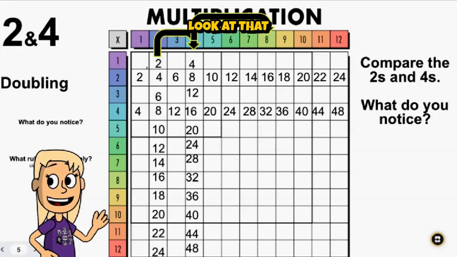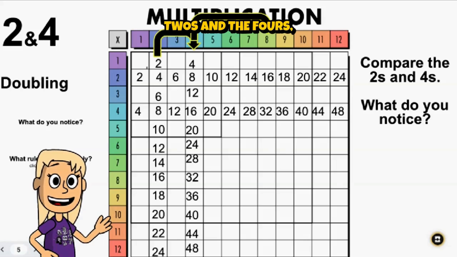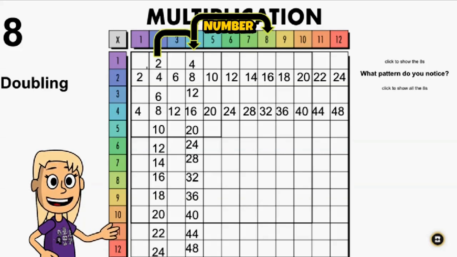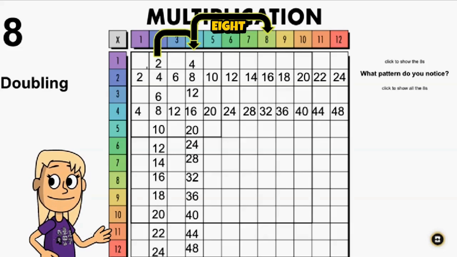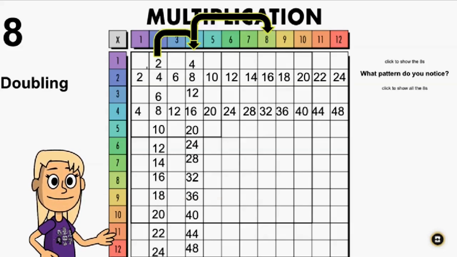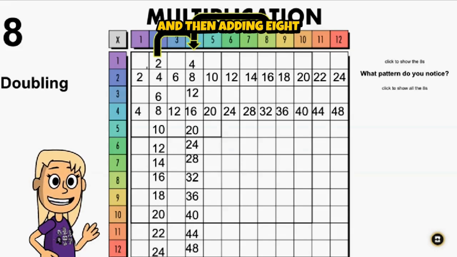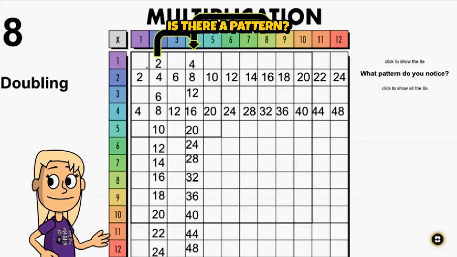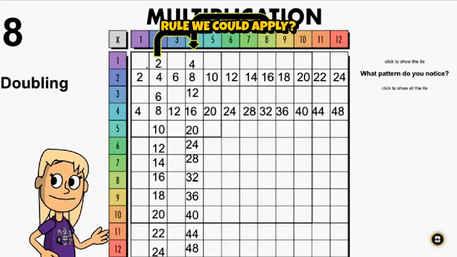So just taking a look at that, and you're comparing the 2s and the 4s, what do you notice? So we doubled our 2s to get our 4s, and we're doubling our 4s to get our 8s. Adding by 8s means that you're taking a number and increasing it by 8. In this case, we are starting with 8 and adding 8, and then adding 8 more, and so on. What do you notice? What are you thinking about that? Is there a pattern? Or is there a rule we could apply?